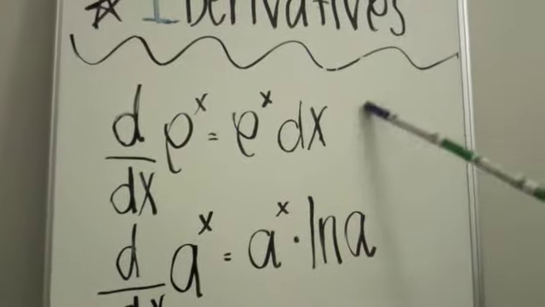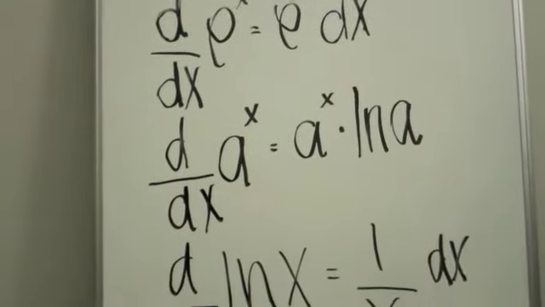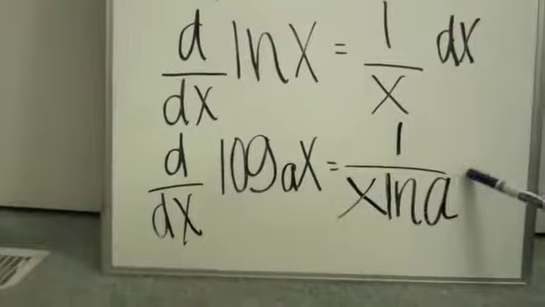dx. The derivative of e to the x is e to the x dx. The derivative of a to the x is a to the x ln a dx. The derivative of ln x is 1 over x, and the derivative of log base a of x is 1 over x ln a dx.